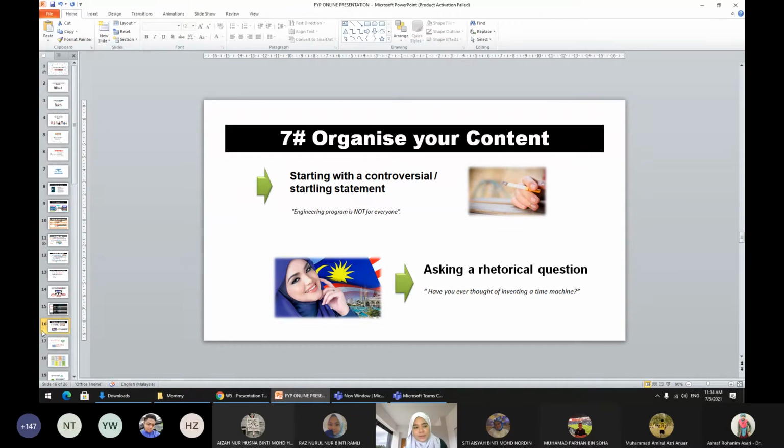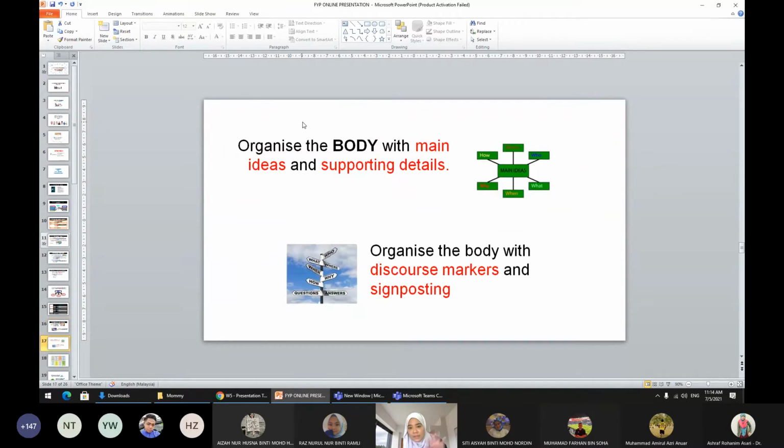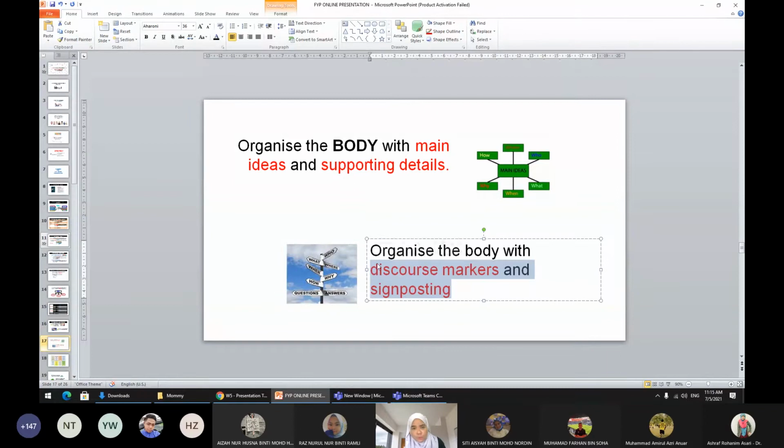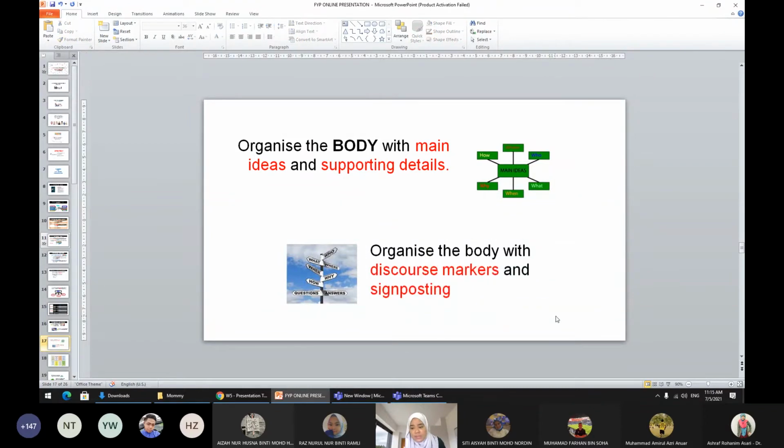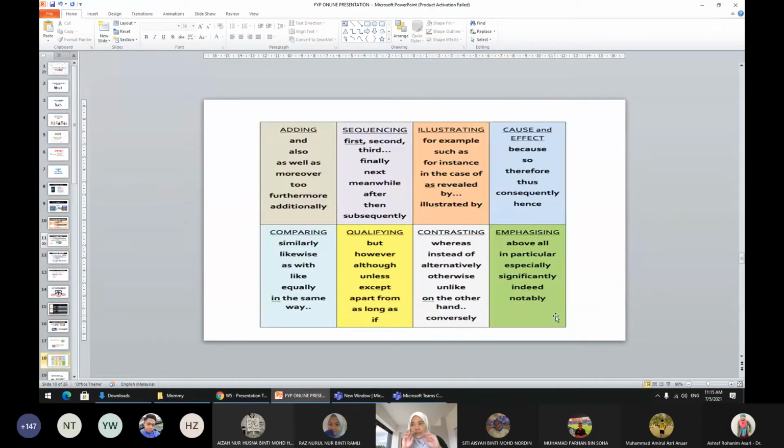And then you have to organize your body, guys, as what I mentioned just now. Your body is your findings and analysis. And organize the body with discourse markers and signposting. What is that? Discourse markers and signposting are basically, in Bahasa, kata hubung, the linking words and structure that help you organize your content better.